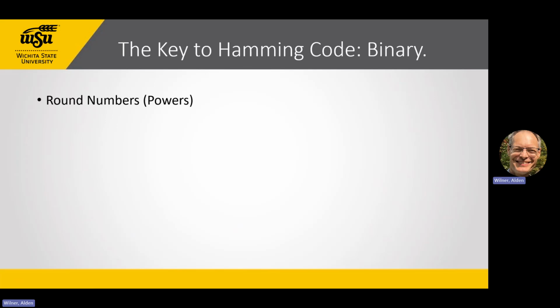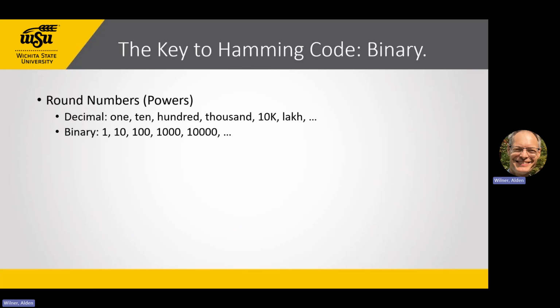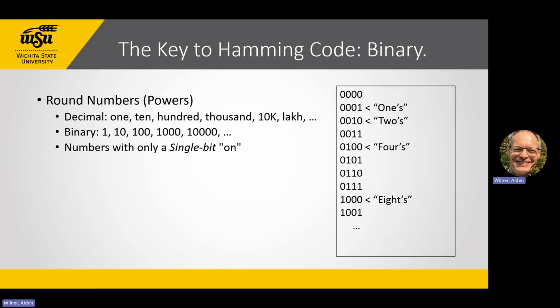The key: binary. Think about round numbers in base 10: 1, 10, 100, 1,000, 10K, a lakh, right? A million, a crore. I think I got those in the right order, right? In binary, round numbers are 1, 2, 4, 8, 16, and so on. Those are all round numbers. It's just a single bit turned on and everything else is zeros, right? So we'll call those single-bit numbers, right?